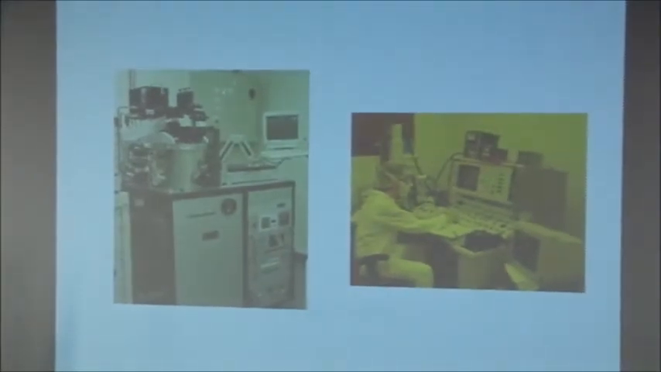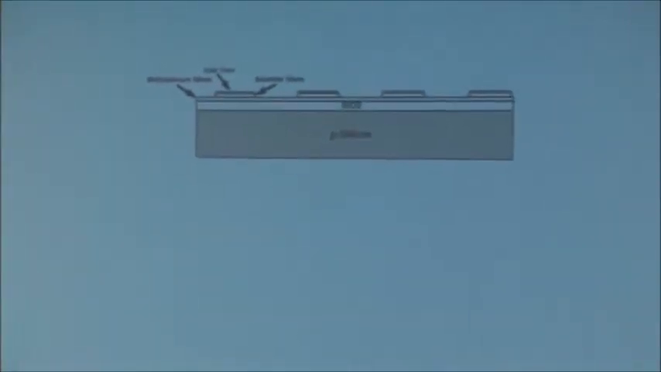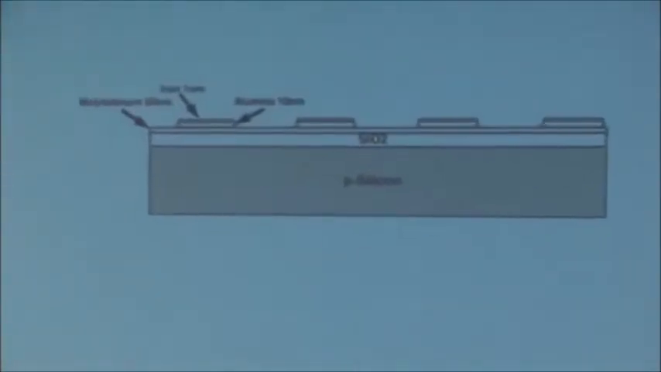How do we make these? Pretty standard cleanroom stuff. You deposit a layer of catalyst, and you can pattern it using lithography, but you do e-beam evaporation, for instance. You pattern a thin layer of iron. You can pattern this catalyst in different shapes.